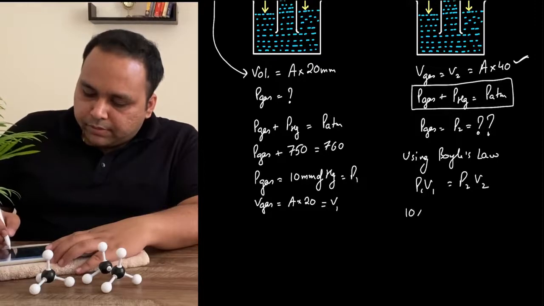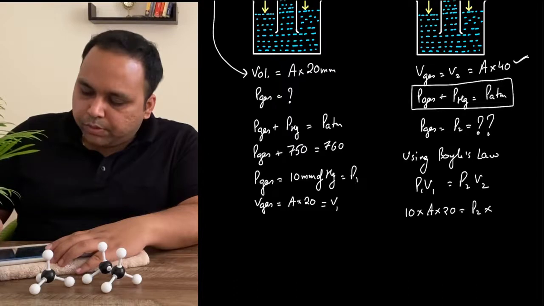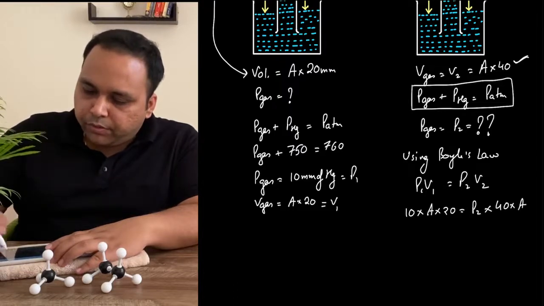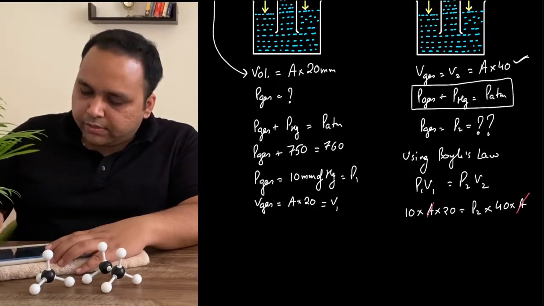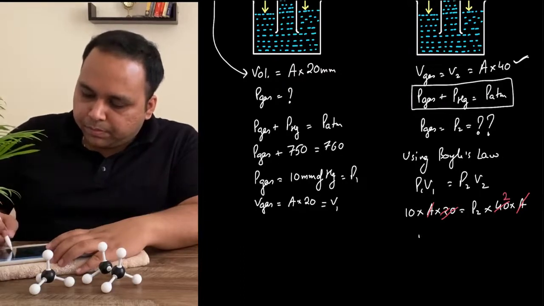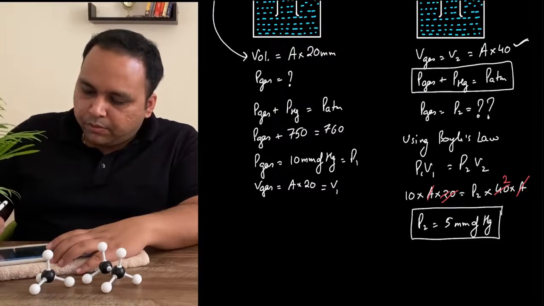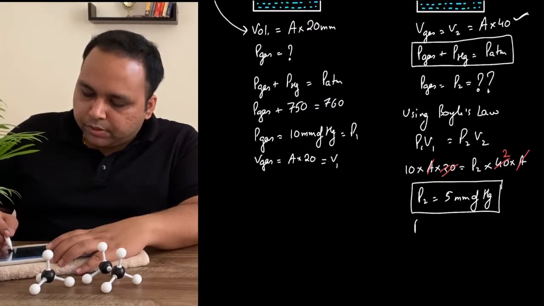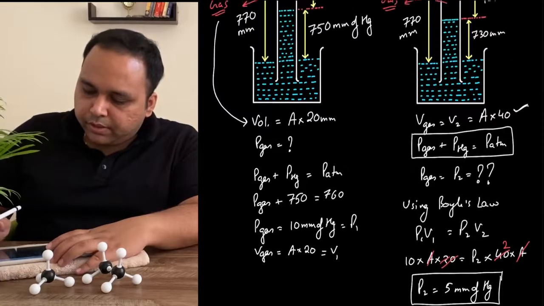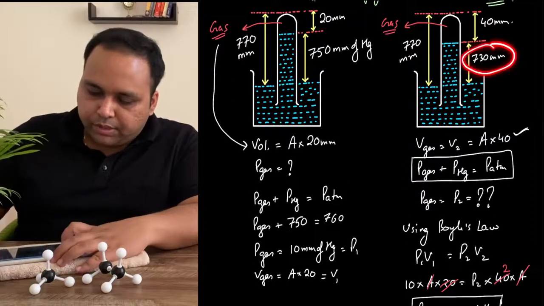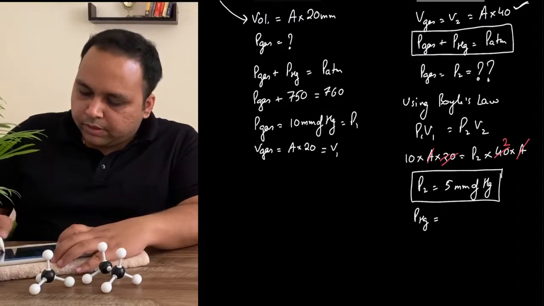Put P1 as 10, V1 as area into 20, P2 is to be found out, volume is 40 into area. Now if you see, we can cancel out area, and we get P2 as 5 mm of Hg. Now we have pressure due to gas P2, and pressure due to mercury, which was how much? Just look at the diagram. The pressure due to mercury was 730, so this is 730 mm of Hg.